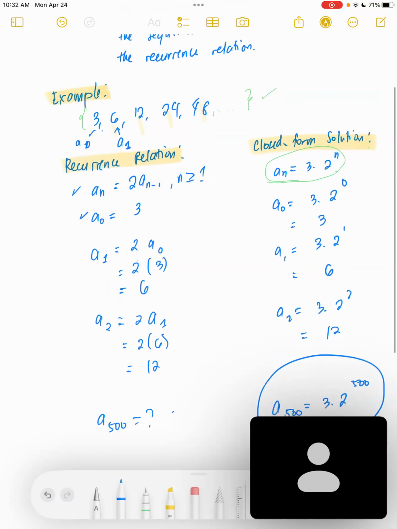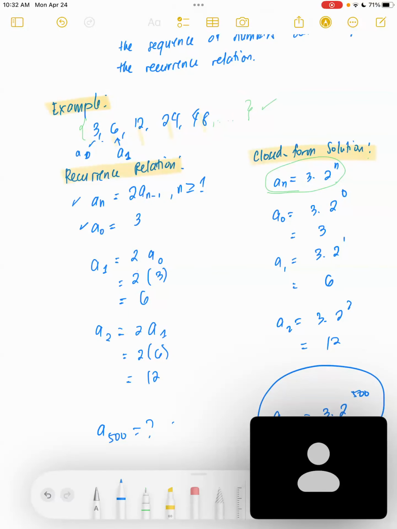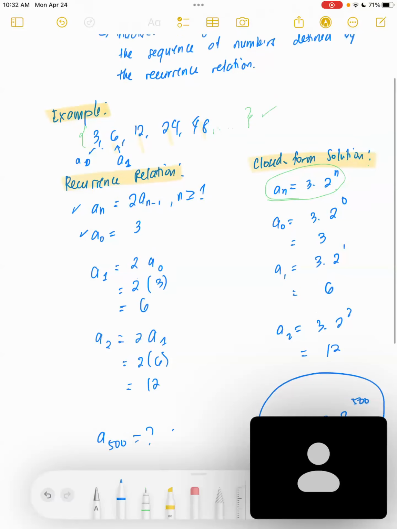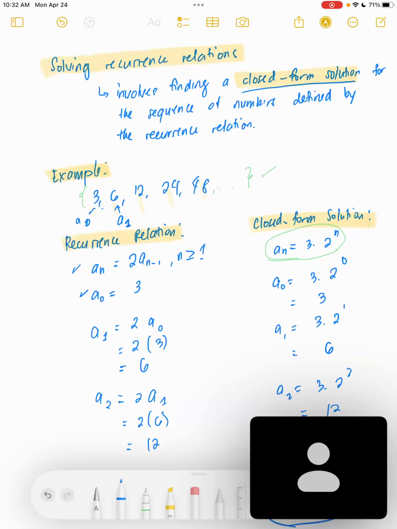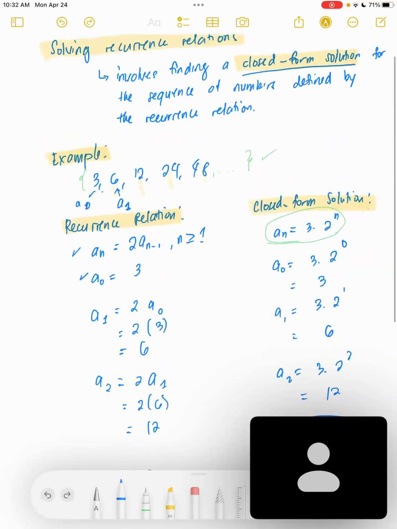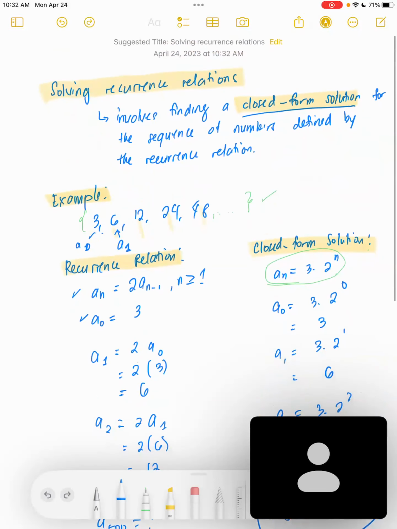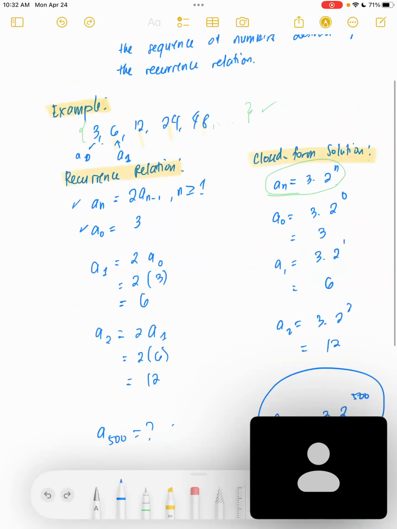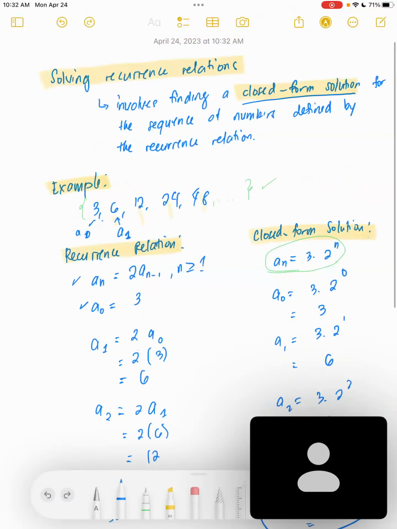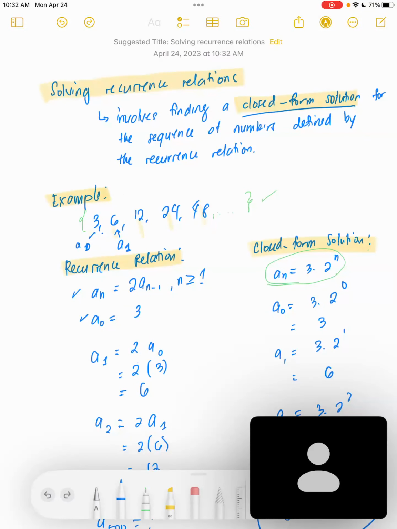Okay, so I hope you have already understood recurrence relations and solving recurrence relations. And as I mentioned, when we solve a recurrence relation, we are essentially finding the closed form solution. Okay, so in the next slides, I will show you how we can solve recurrence relations, or the step-by-step solutions in finding the closed form solution.